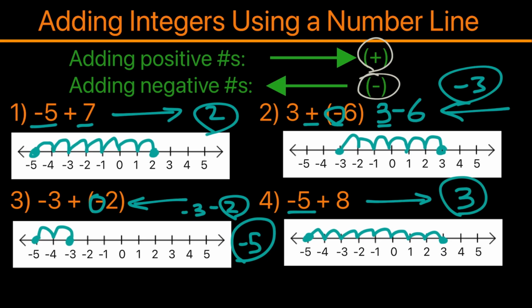So these are 4 examples of how you would add integers using a number line. When you're adding positive numbers, you're increasing the value, and so you will be moving spaces to the right. Whereas when you're adding negative numbers, you're decreasing the value, and you'll be moving spaces towards the left.